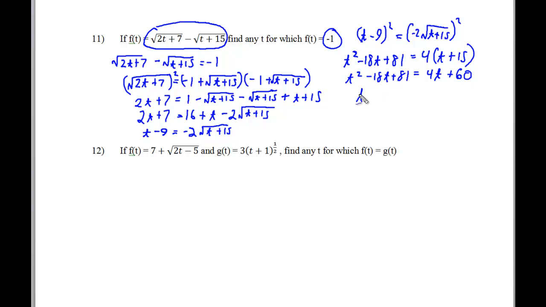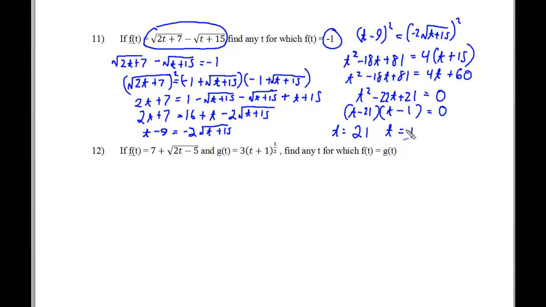Subtract the 60 from both sides, and that is going to make a positive 21. Subtract the 4t from both sides, and we get a negative, let's see here, negative 22. Just checking my work. Now, the nice thing about this is we can easily factor this. Two numbers that multiply to make 21 and add to make negative 22 is t minus 21 and t minus 1. Because that makes a negative 22 when you add those together and they multiply to make the 21. So my answers are 21 and 1.